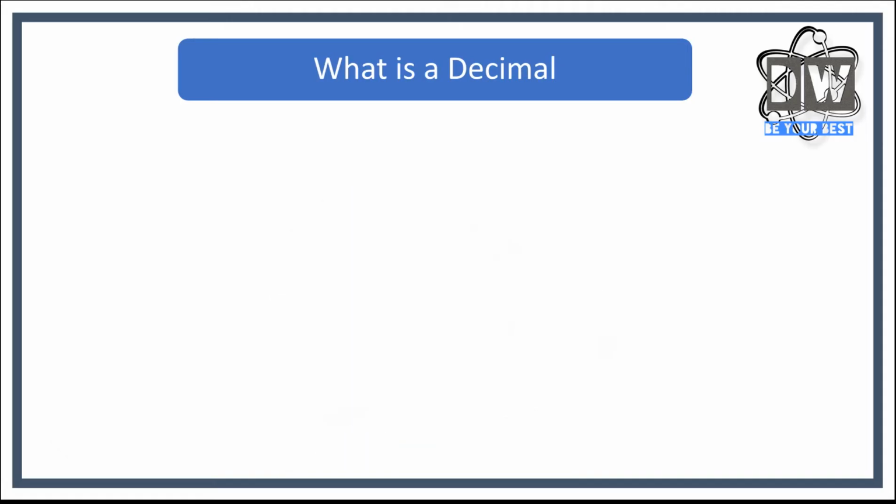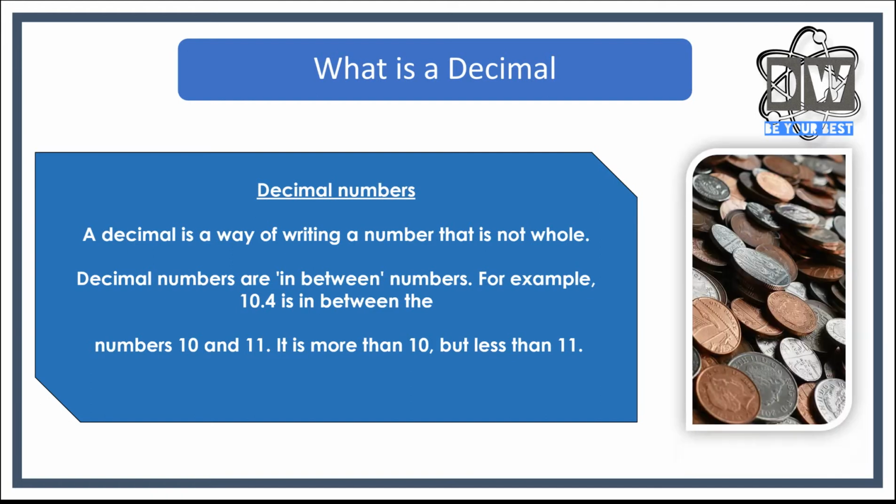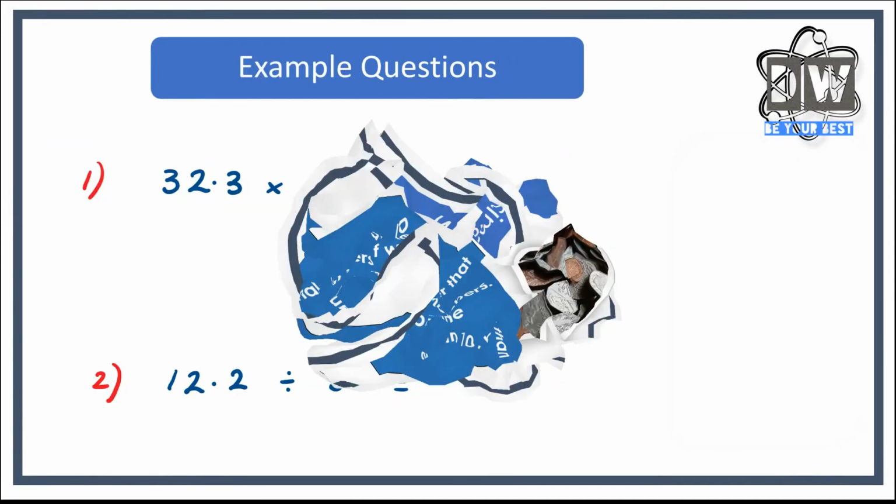So what is a decimal? Decimal numbers are a way of writing numbers that are not whole. Decimal numbers are in between numbers. For example, 10.4 is in between 10 and 11. It's more than 10 but less than 11. We use lots of decimals every day with our money. We have pounds, pennies, dollars, cents, wherever you come from in the world. Money is the best form that we use all the time where we often come across decimals. So we're going to use a little bit of that knowledge today.